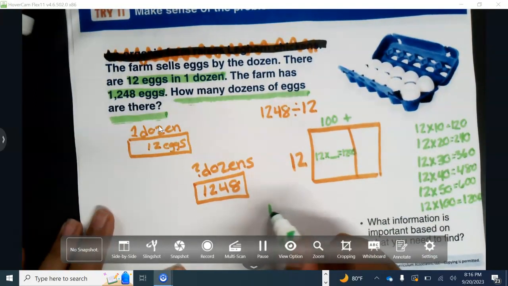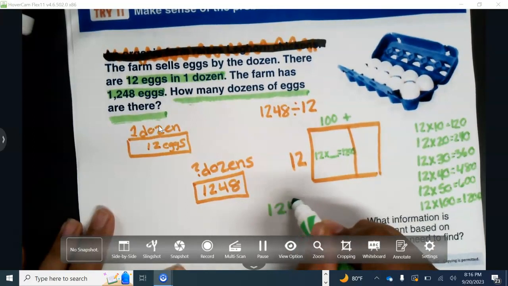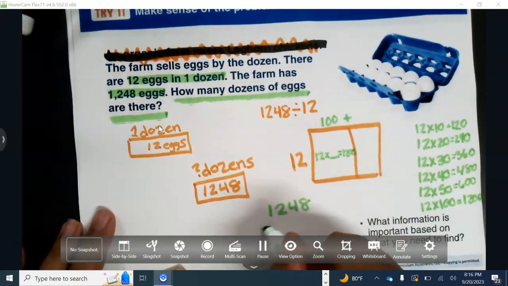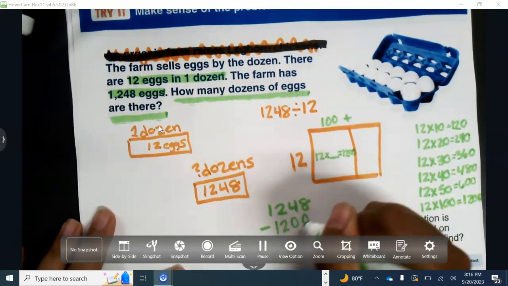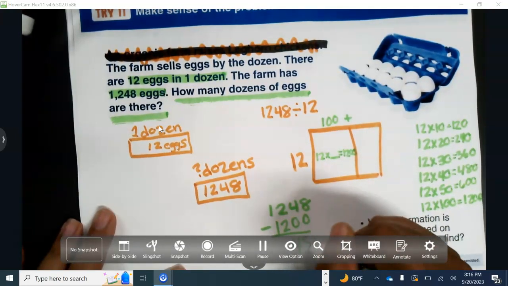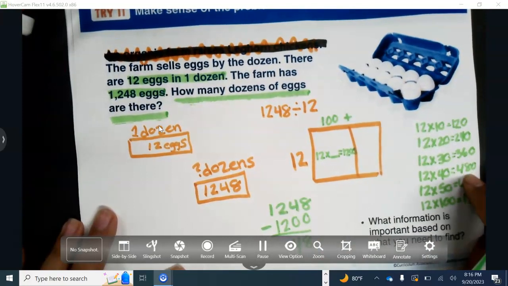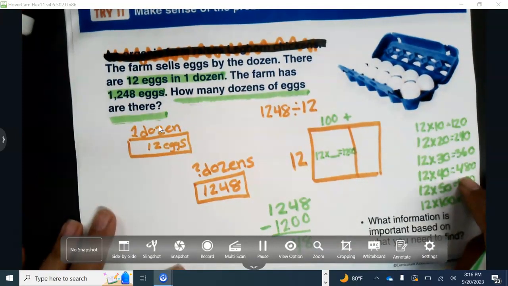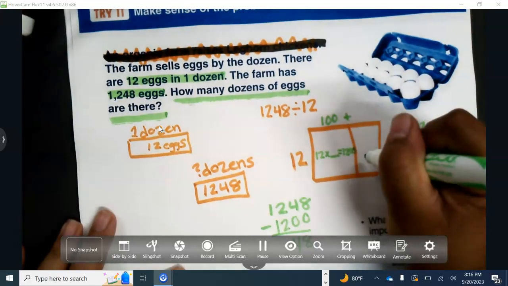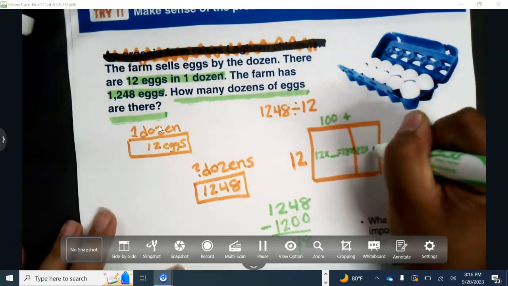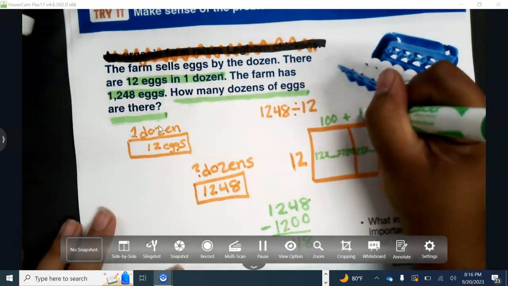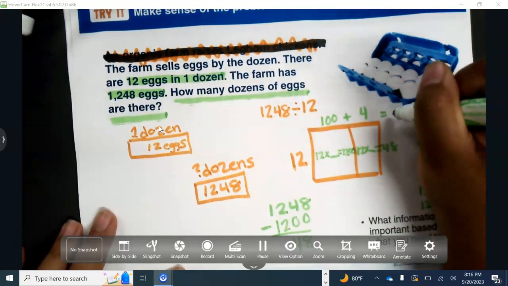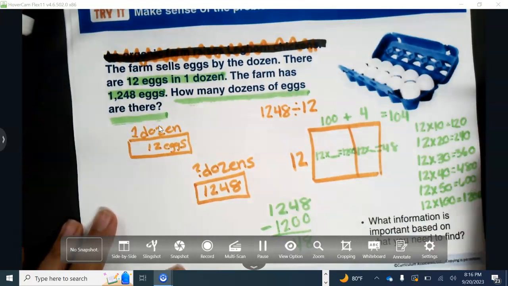So I'm going to take that number, 1,248, and subtract 1,200. And I'm left with the number 48. So I went and did the math already. I just added a 0 here, but I know that 12 times 4 makes 48. So 12 times what equals 48? 12 times 4. So my answer should be 104.